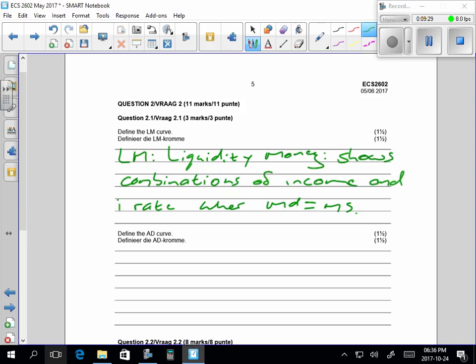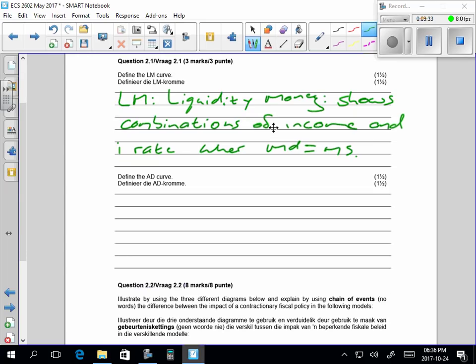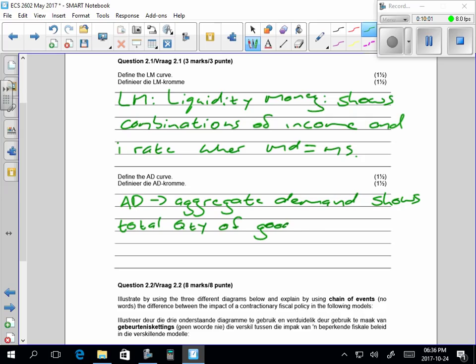Define the aggregate demand curve, or the AD curve. Now, the AD curve is in our AD-AS model, aggregate demand and aggregate supply model. All right. So the AD curve, or you can call it aggregate demand, shows the total quantity of goods and services demanded at different price levels.